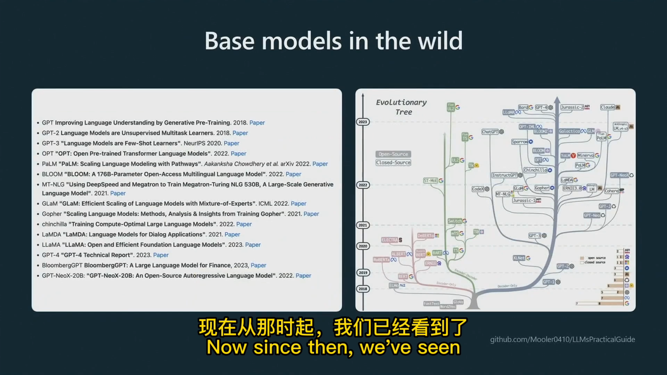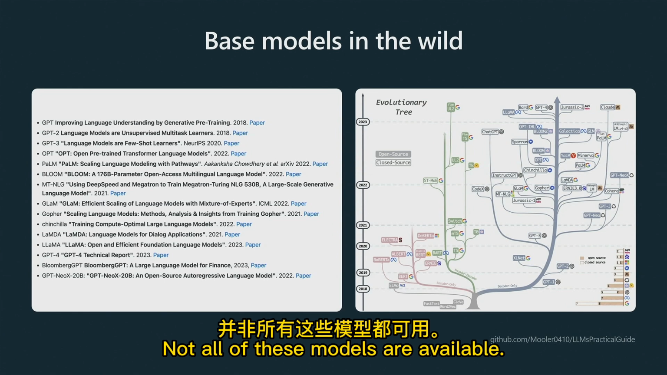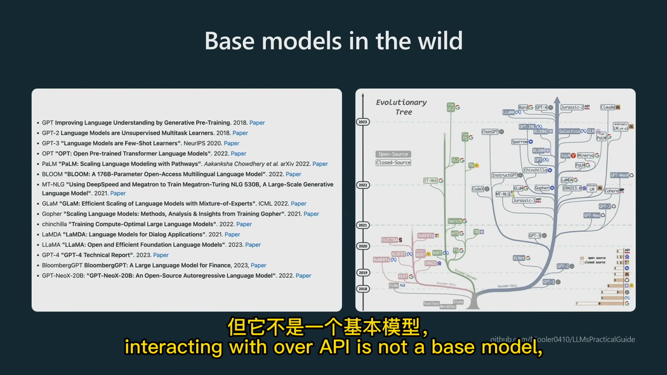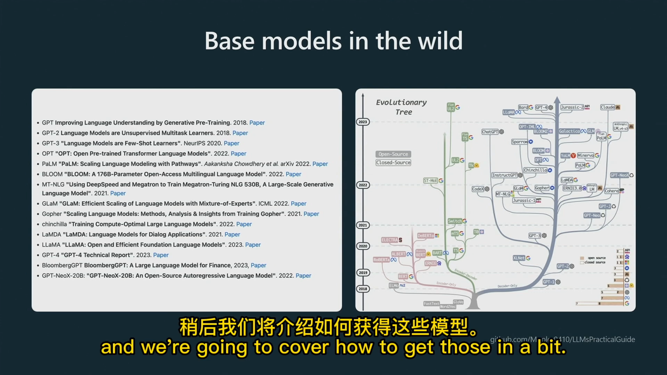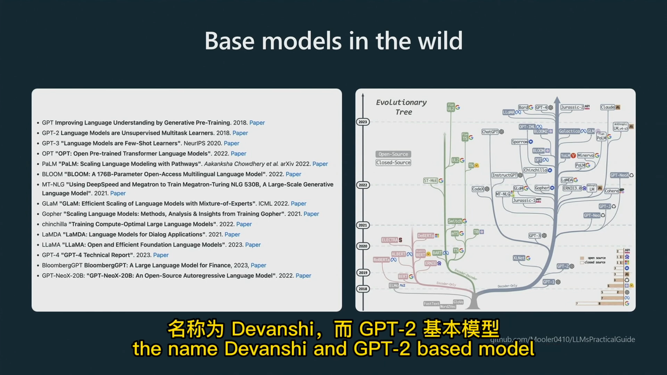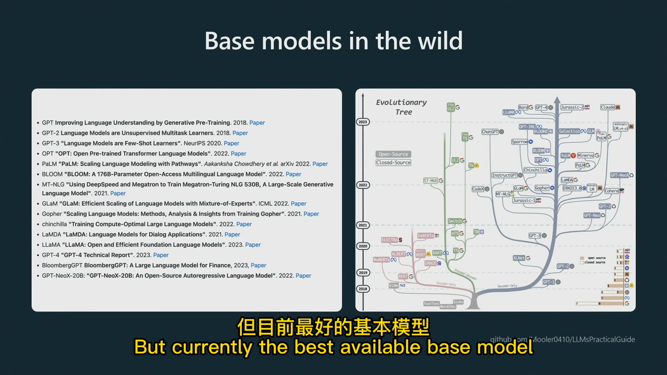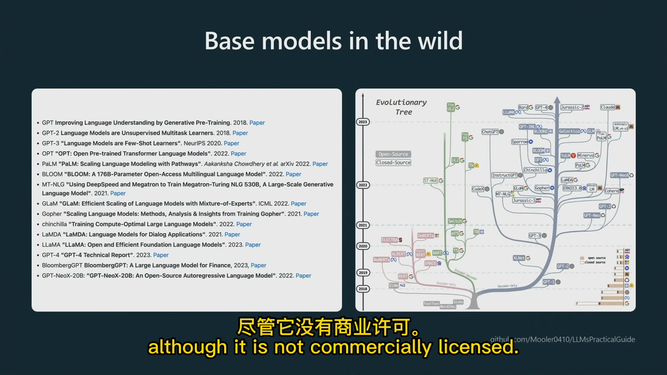Now, since then, we've seen an entire evolutionary tree of base models that everyone has trained. Not all of these models are available. For example, the GPT-4 base model was never released. The GPT-4 model that you might be interacting with over API is not a base model, it's an assistant model, and we're going to cover how to get those in a bit. GPT-3 base model is available via the API under the name DaVinci, and GPT-2 base model is available even as weights on our GitHub repo. But currently the best available base model probably is the Llama series from Meta, although it is not commercially licensed.